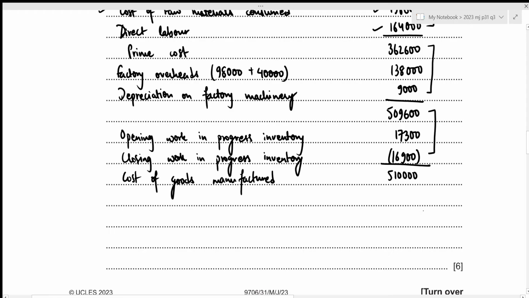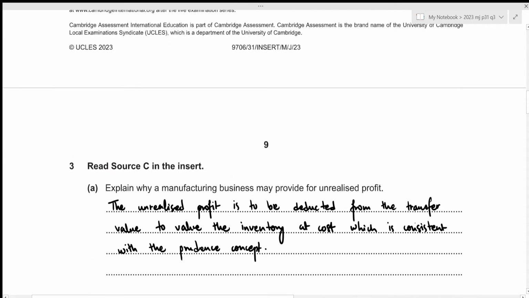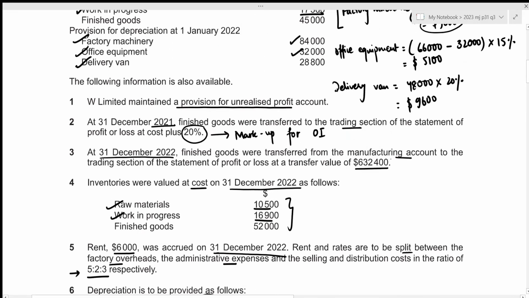Now always remember that we need to figure out a transfer value to be included in our statement of profit or loss. And for that, we just need to add factory profit to our cost of goods. And then we add these two in order to figure out our transfer value. But in this case, we're not given any sort of information regarding the markup, but we are given the transfer value itself. And it was 632,400.